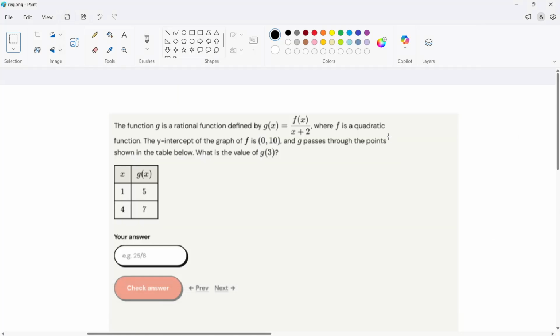This is an SAT math question about functions, and I'm going to do it by hand and then two ways on Desmos. One where it's kind of combined by hand and Desmos, and then the other way where it's just Desmos to find the whole thing.